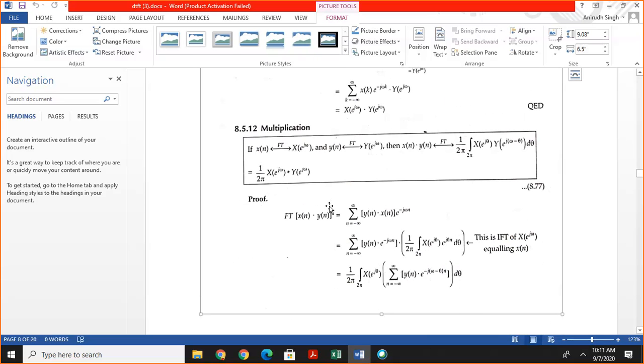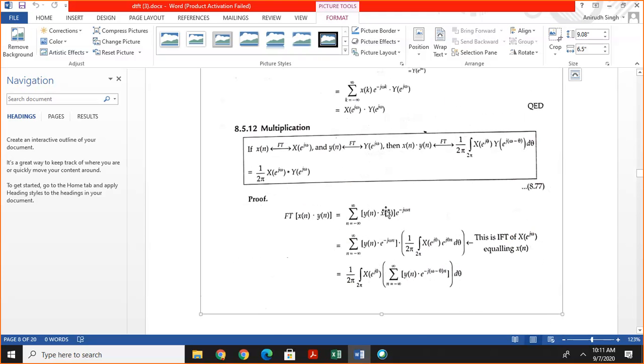Clear? Okay. Multiplication. Next property is multiplication. If the Fourier transform of x of n is X of e^{j omega} and the Fourier transform of y of n is Y of e^{j omega}, and if we multiply x of n and y of n and take the Fourier transform of this multiplication, then by definition of Fourier transform, we get this expression: summation of x of n y of n e^{-j omega n}.